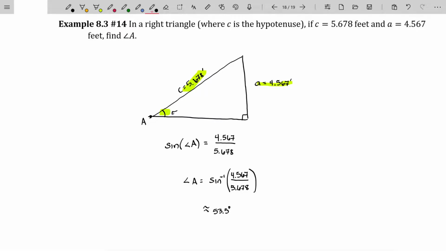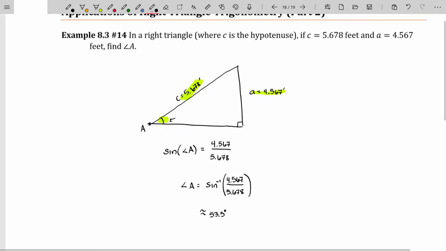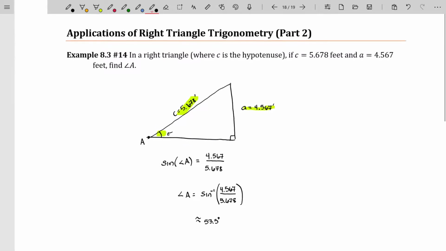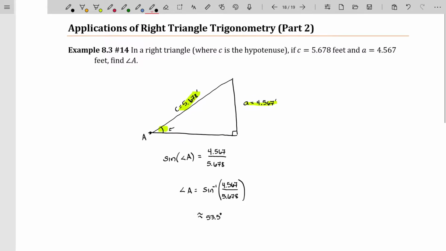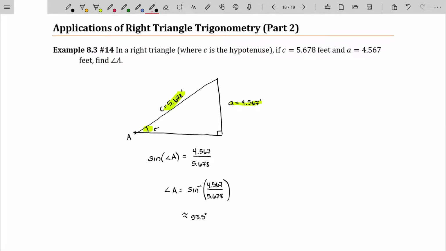Very fast, honestly. Applications involving inverse trig functions, not too bad. By the way, I didn't mention it, but this is called part 2 because part 1 occurred way long ago when we first learned right triangle trig. So part 2 is now that we know how to find angles using inverse trig functions, we can complete that.